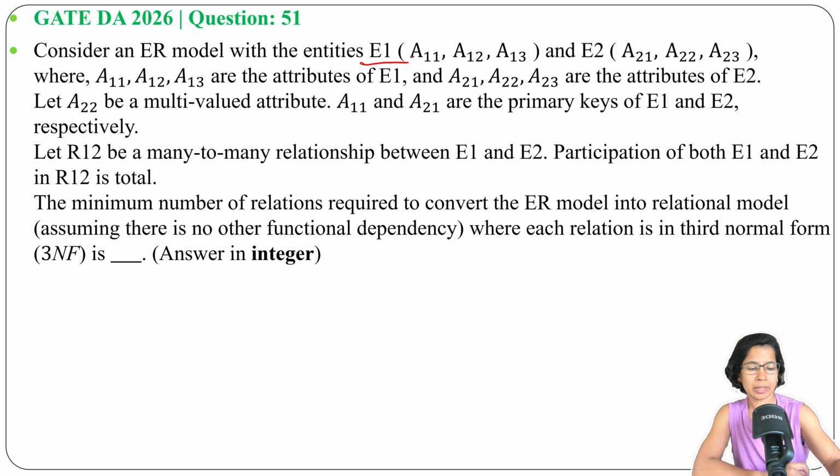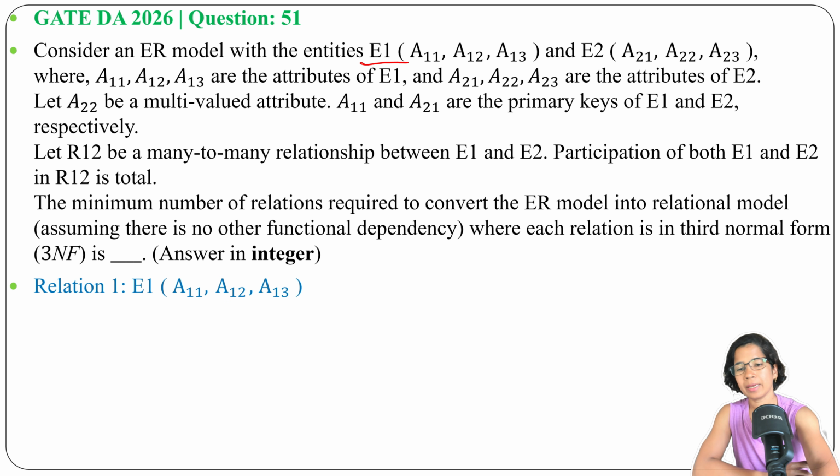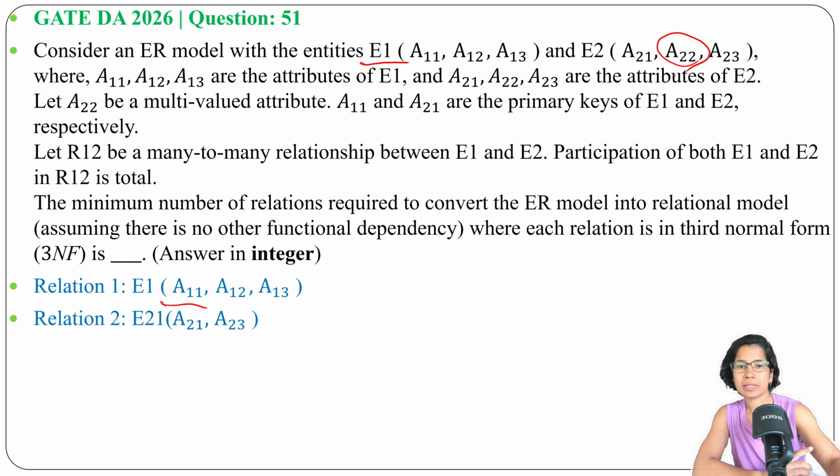Initially, for E1 there will be one relation having attributes A11, A12 and A13, where A11 is the primary key. Next, for E2 having attributes A21 and A23, there will be one relation, as A22 is a multi-valued attribute. For a multi-valued attribute, we will create a separate relation, right?